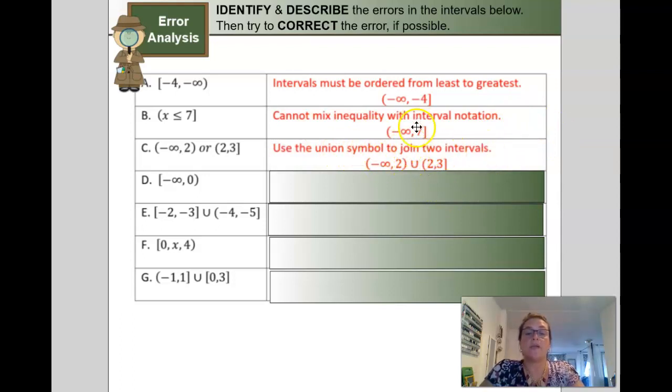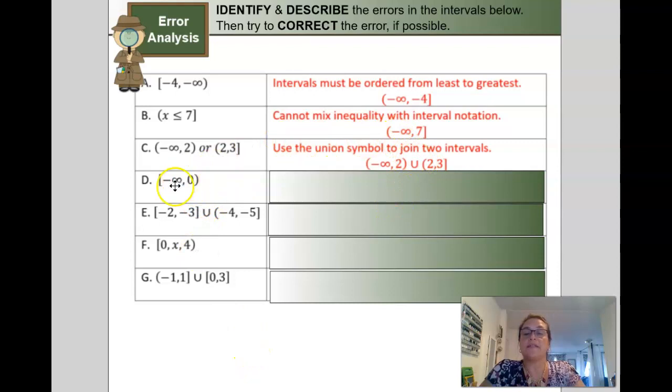So on the number line, this interval would be going from -infinity up to the 2, but not including the 2. So there'd be an open circle there, and then the shading up to 3 with a closed circle at the 3. Okay, so that needed a union symbol between it.